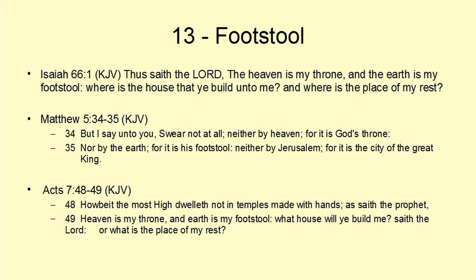Howbeit, the Most High dwelleth not in temples made with hands, as saith the prophet, Heaven is my throne, and earth is my footstool. What house will ye build me, saith the Lord, or what place of my rest?